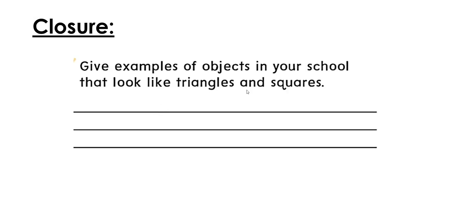Okay, and here's your closure. Give examples of objects in your school that look like triangles and squares. You can also find things in your house that look like triangles and squares. So take your time, pause the video. When you finish, check your answers.